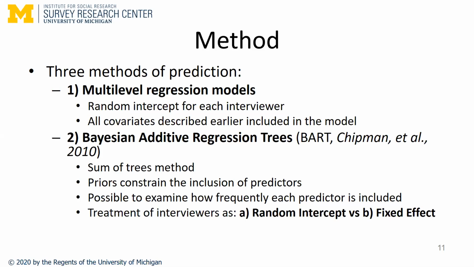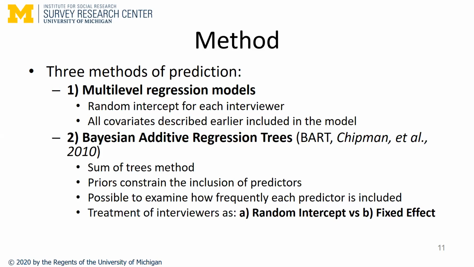In the multi-level models, you get a bunch of coefficient estimates. You don't get that from a BART model. You get the predictions. They're trees. But it's possible to see how often a variable is entered into those BART models to branch one of those trees. The treatment of interviewers in the Bayesian additive regression trees can be handled in two ways, and we try both.